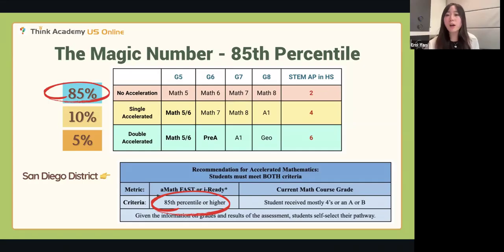And according to our survey, 85% of the students are gonna be on the regular track. So if you're gonna get those more AP courses in the future, you're gonna be in the top 15.